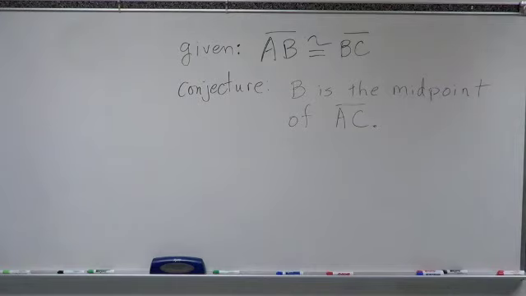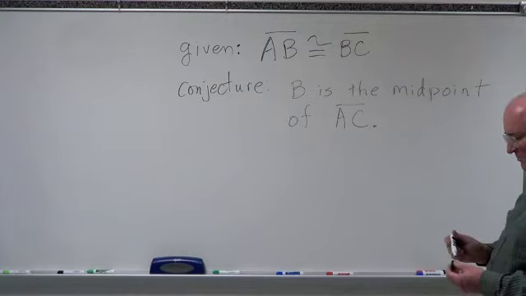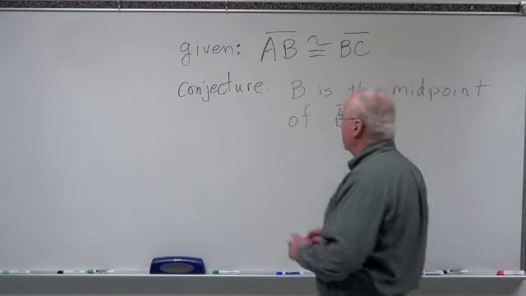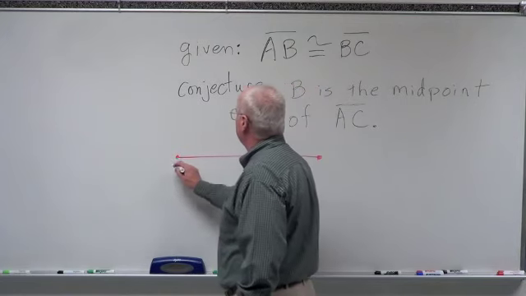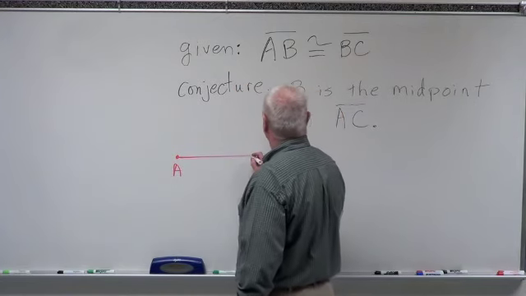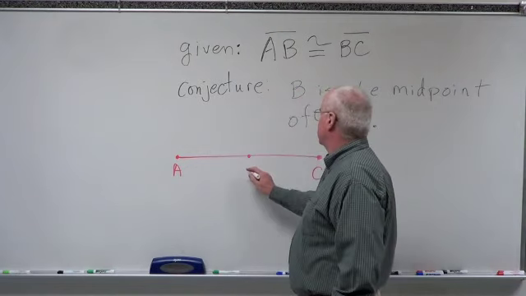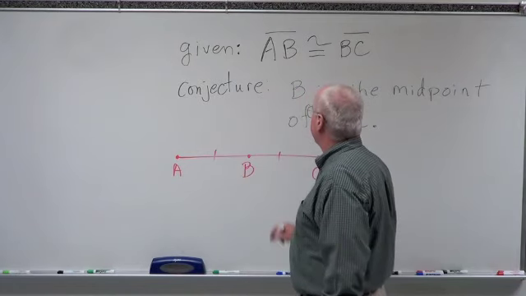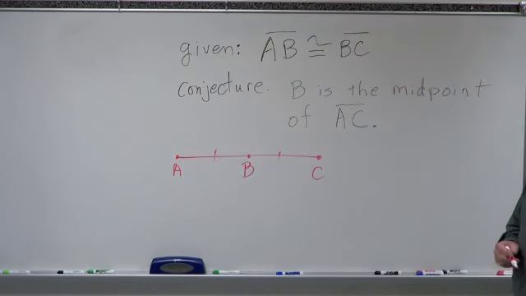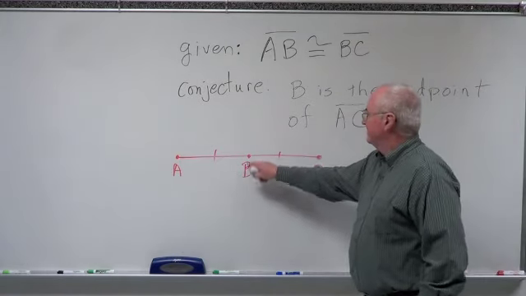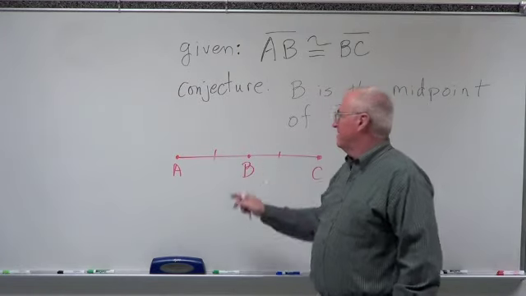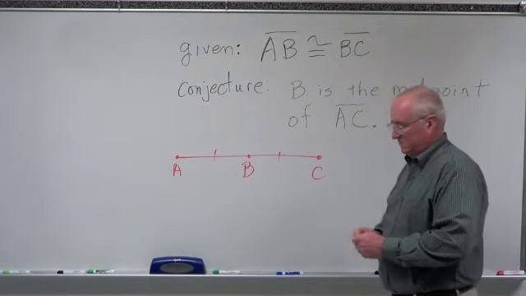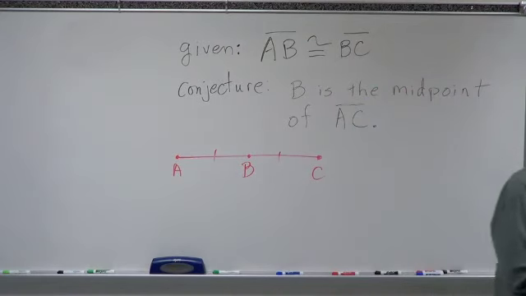Can we possibly come up with something that would be a counterexample? Let's make some possible drawings and see if that makes it work. The one that all of us are thinking of is we'll see A here, C there, B there. We say that right there proves our point. B is a segment bisector. Cuts segment AC in half, creating two congruent segments. Point proven.